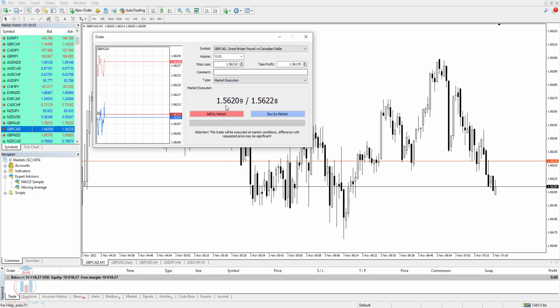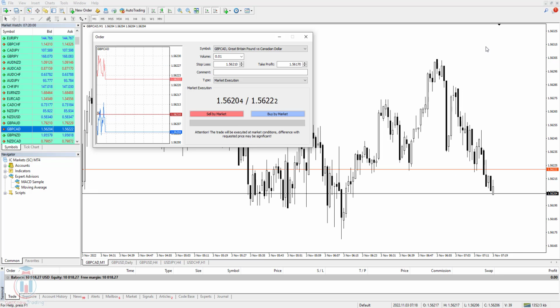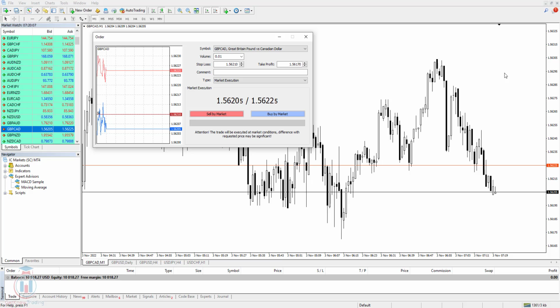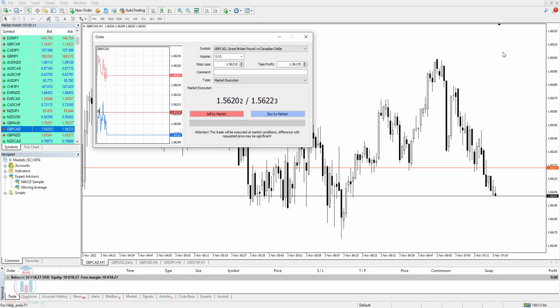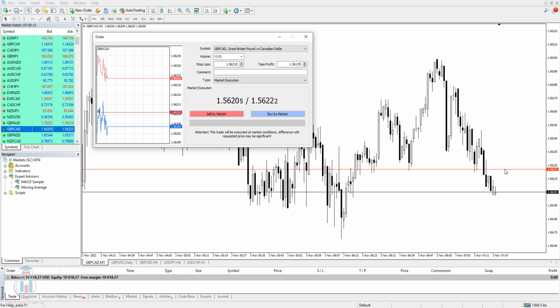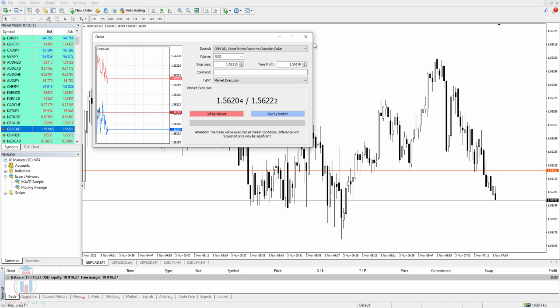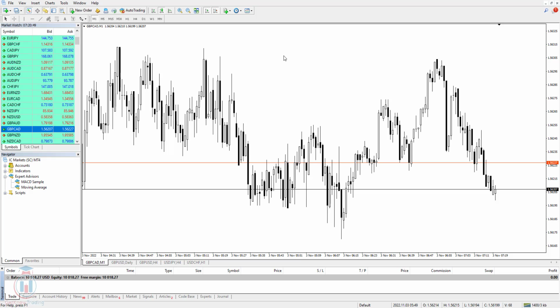So if you experience this problem, you should pay attention to what you are doing. If you are selling the market, that means you are expecting the price will move down, the stop loss should be placed above and the take profit should be placed below, but keep in mind to leave enough space for the price to move, which means at least 2 or 3 or 5 pips away from the current market bid and ask price.